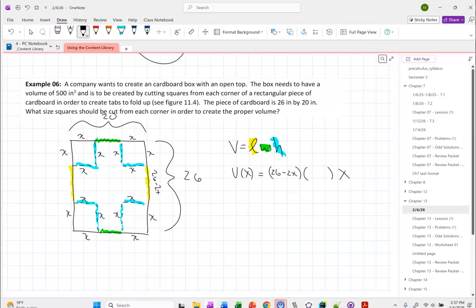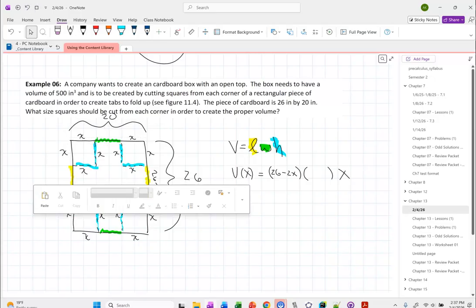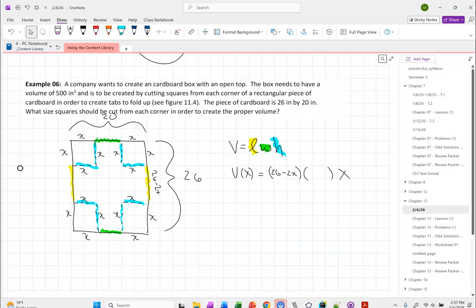And then how can I find the width? Well, from here to here is 20, and I've taken off, I've removed this x and this x, so similarly this will be 20 minus 2x. And we're told this volume has to equal 500, right?